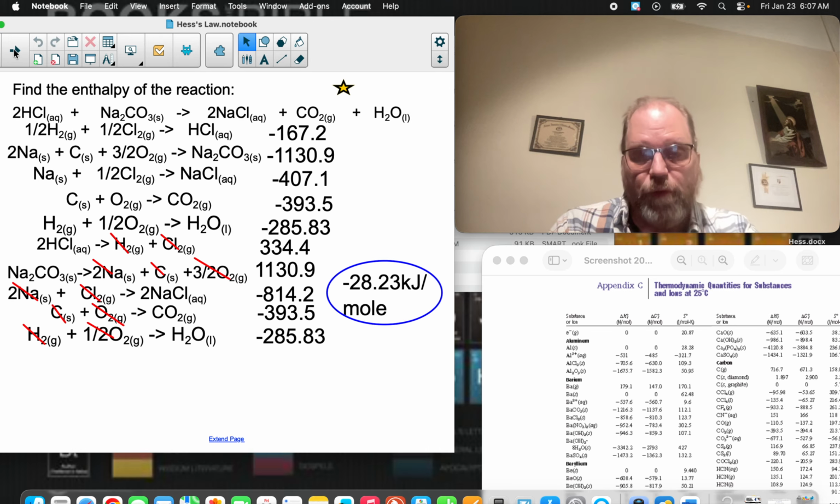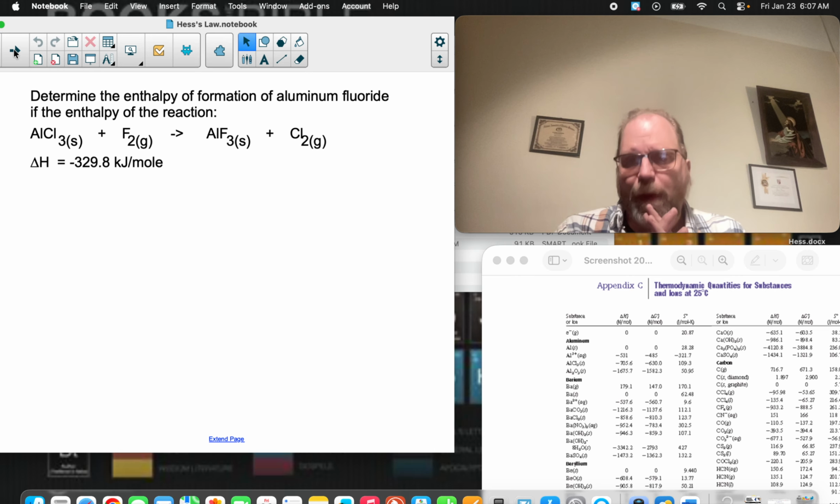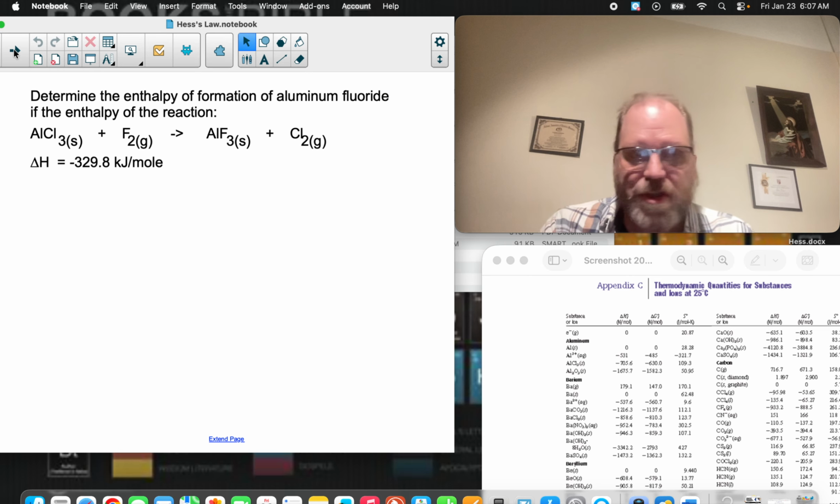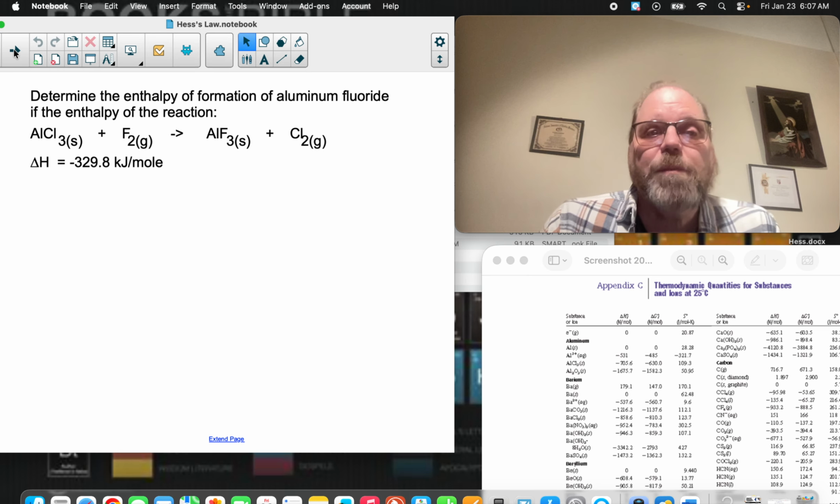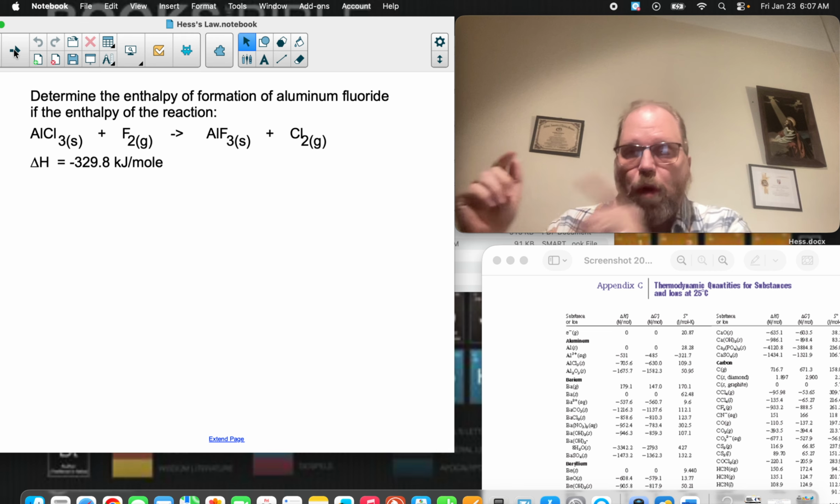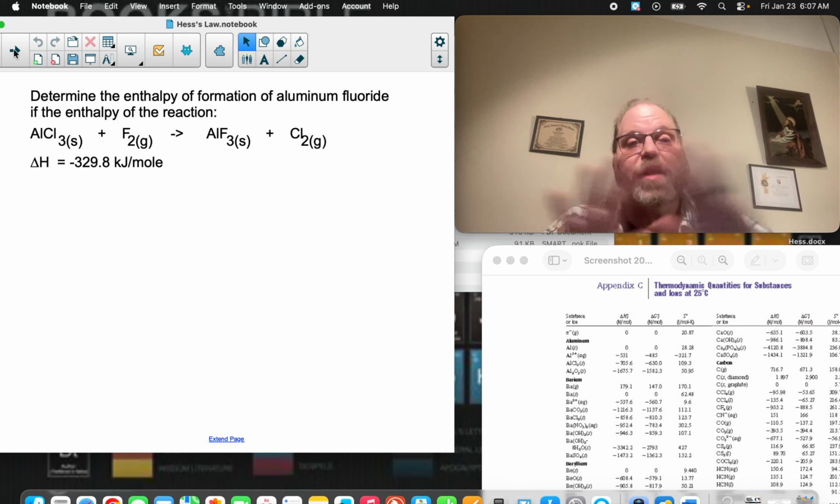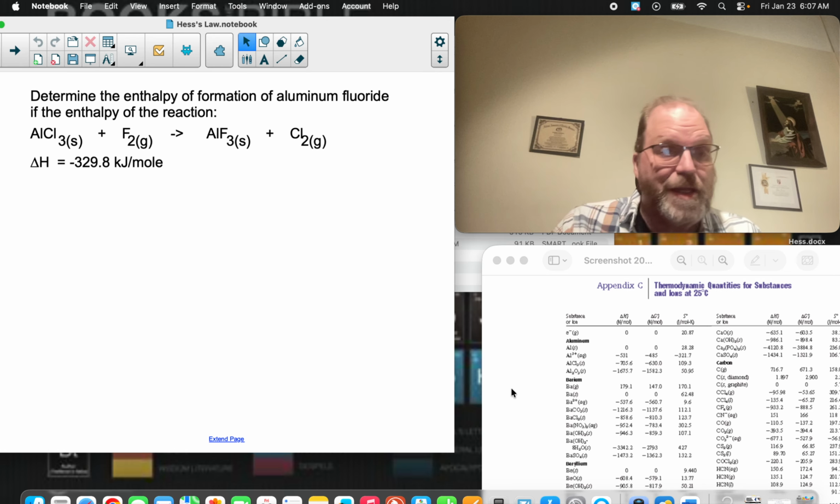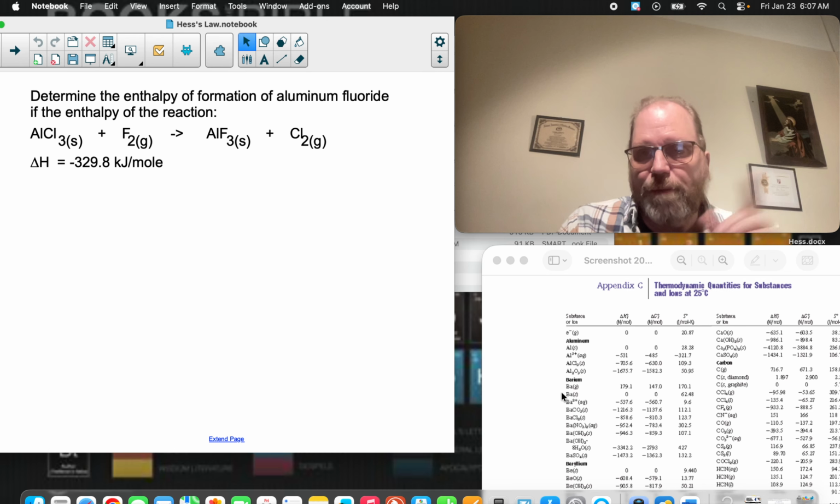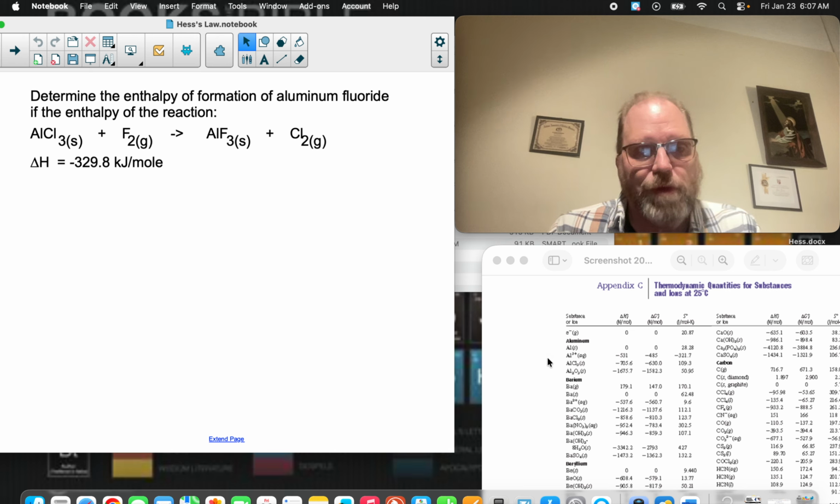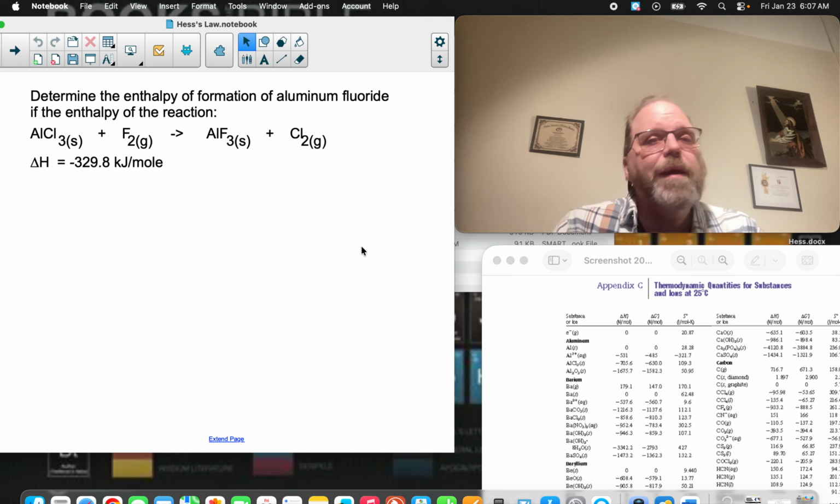That's a reaction if we run the reaction through. All right, let's do one more type of problem that we can do. Now, this is another way we can do this problem. We can determine the enthalpy of formation. If you go back in Appendix C, you'll see there is no aluminum fluoride listed. And this is all from the textbook, Brown-LeMay AP Chemistry. That's where I got that Appendix C from.